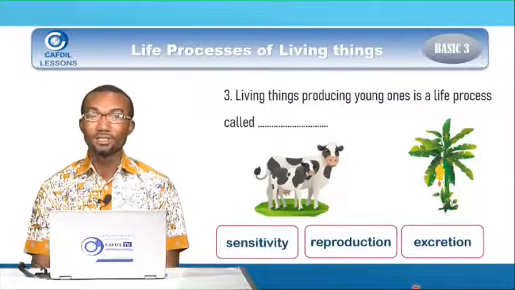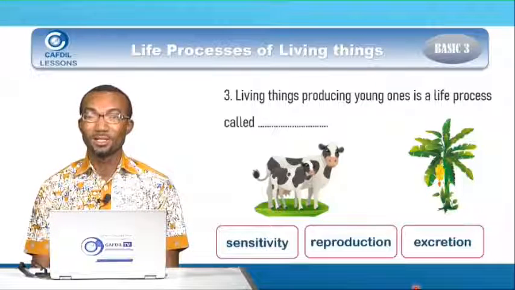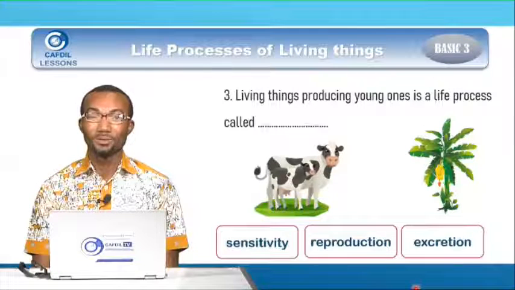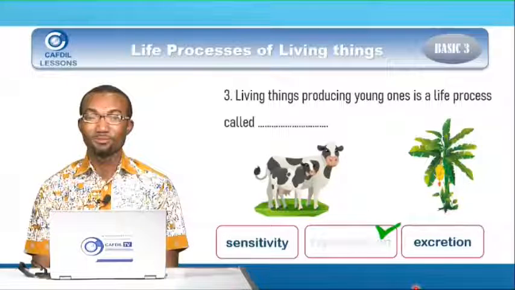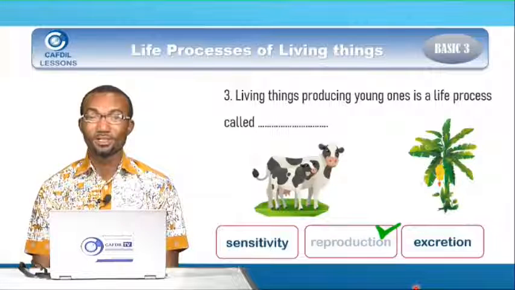3. Living things producing young ones is a life process called, so you see the cow there with a calf, a young one, and you can see a plantain there with also young ones. And this life process is called reproduction. Good. This life process is called reproduction.